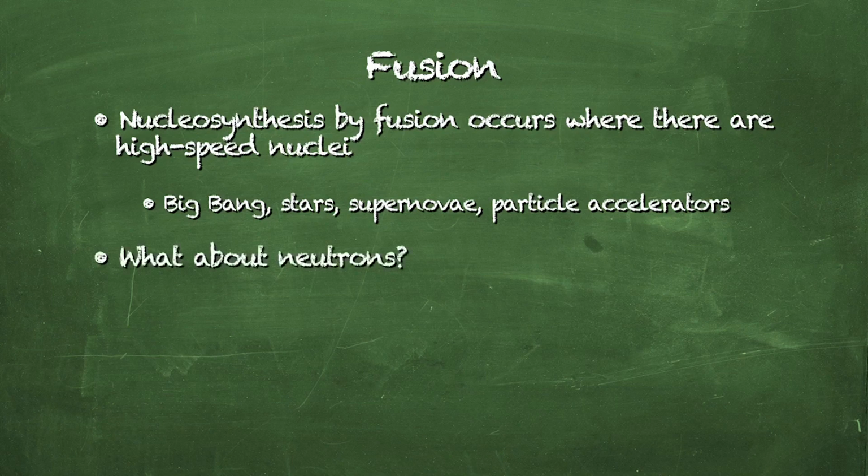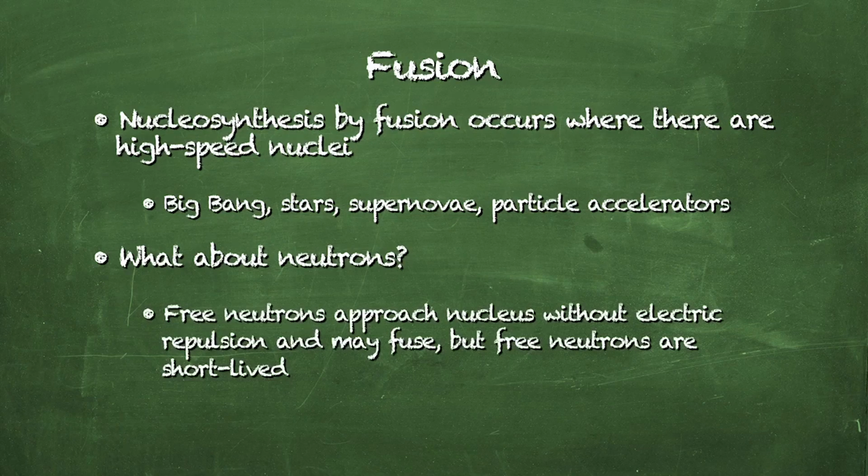What about neutrons? A neutron wouldn't be repelled by the protons in the target nucleus. Free neutrons can approach a nucleus without electric repulsion and fuse, but unfortunately, free neutrons are very short-lived. A free neutron has a half-life of only 10 minutes. So nucleosynthesis by fusion with neutrons only happens where there are a lot of neutrons being produced very close to your target nuclei. So this is the end of Physics 192, the end of general physics.